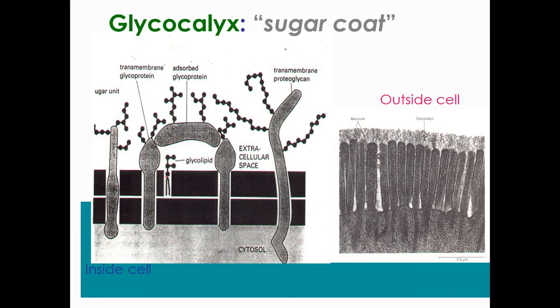So if you notice, this is the polar head of the phospholipid and the hydrophobic tail. And then it's attached to a carbohydrate. So that's why it's called a glycolipid. So it's still present on the membrane. And we have this transmembrane proteoglycan. So these things are sugar units, okay? These are sugar units.